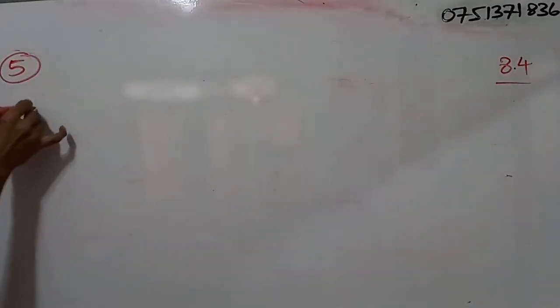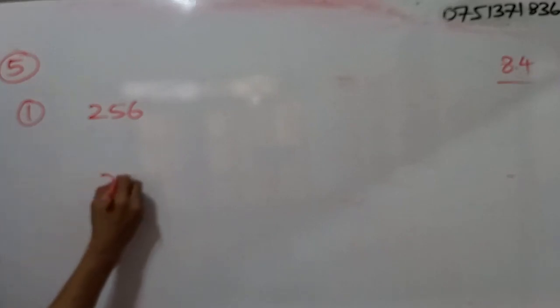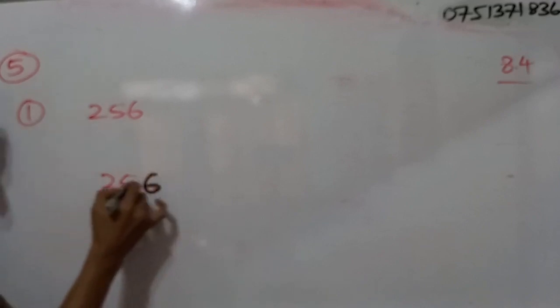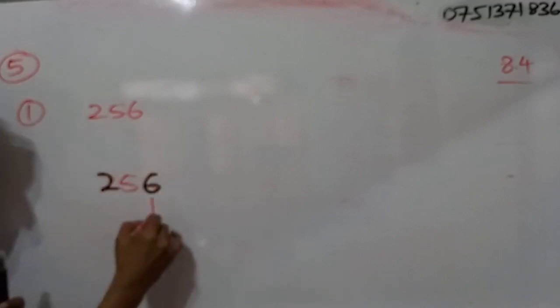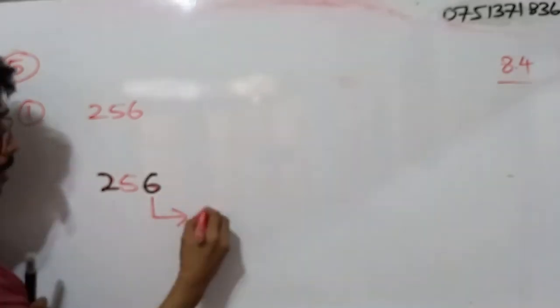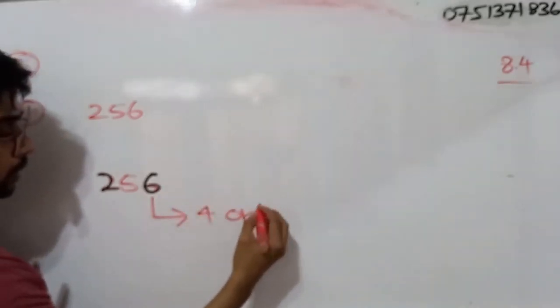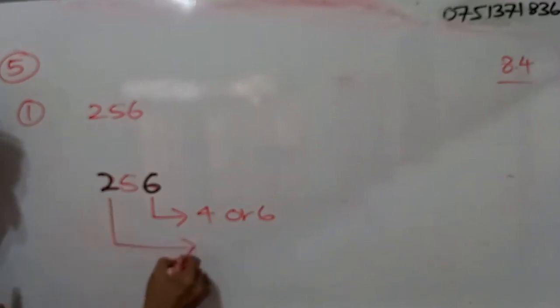Right. So the first one we have is what? 256. We need to check the ones place of the given number. So the digit is 6. That means this can be a perfect square. So now we will take 256. These are the two digits that we need to concern. Here we have the digit 6. That means on the ones place of the square root, the digit can be either 4 or what? 6.